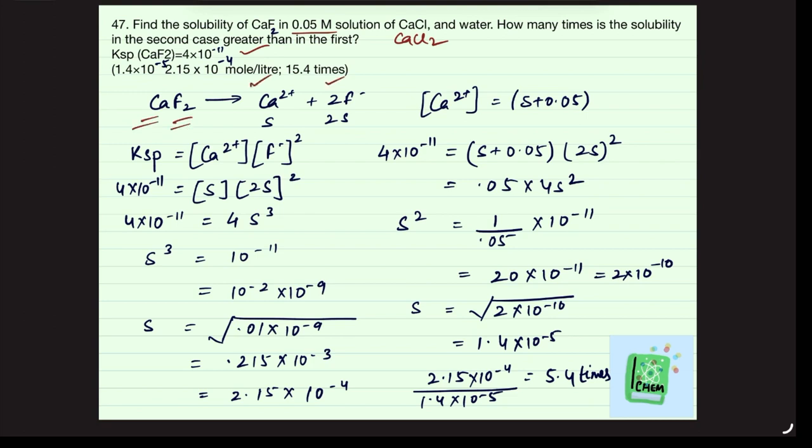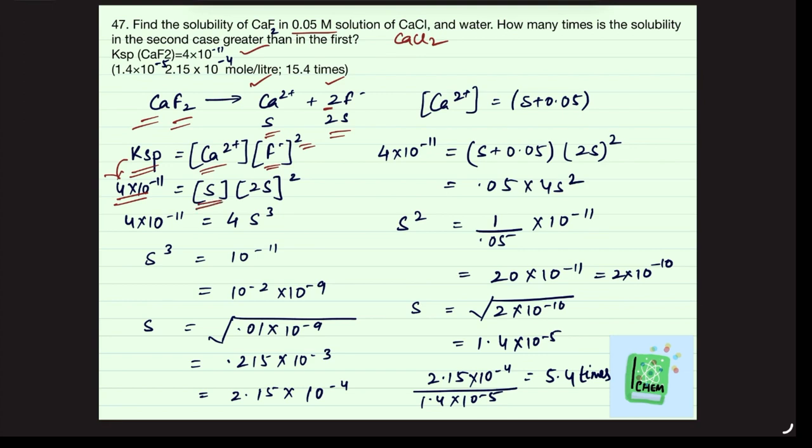So if the solubility is S, then calcium ions formed is S moles per liter and fluoride ions formed is 2S moles per liter. So what will the solubility product be? The solubility product will be the concentration of calcium ions multiplied by the concentration of fluoride ions raised to the power 2. Why raised to the power 2? Because the stoichiometric coefficient in the balanced equation is 2. There are two fluoride ions in one molecule of calcium fluoride. This is the value of the solubility product for calcium fluoride.